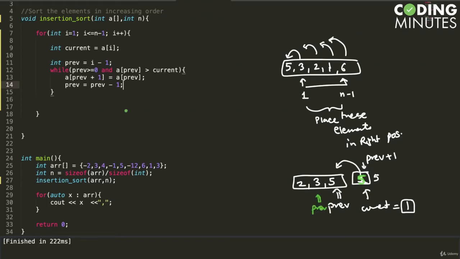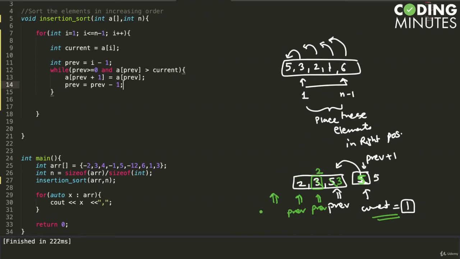We check if previous is greater than current. So what is current? Current is 1. So is 3 greater than 1? The answer is yes. So we put array of previous plus 1 equal to previous. So instead of this 5, we put a 3 here, and previous comes back one step. We check, is 2 greater than 1? The answer is yes. So we say okay, previous plus 1 should be equal to previous. So we put a 2 here, and previous goes back one step.